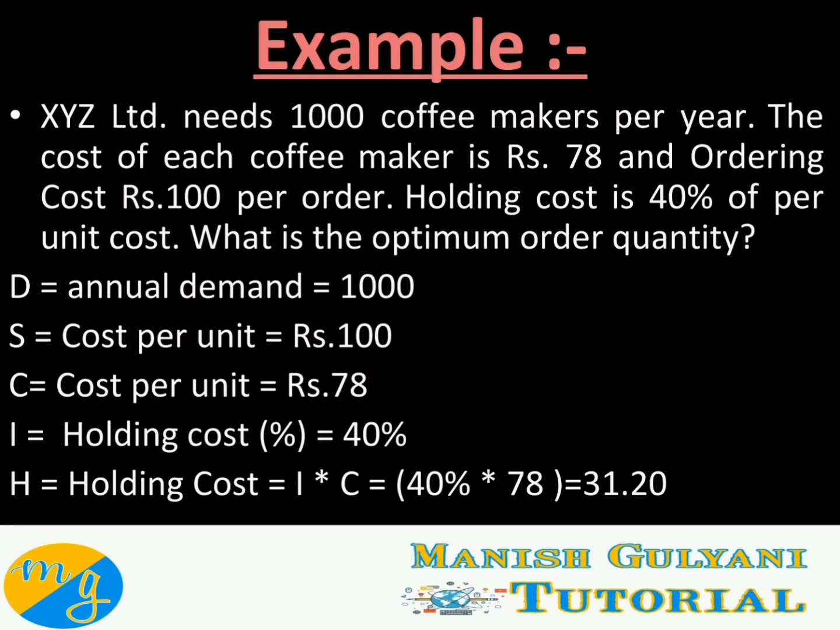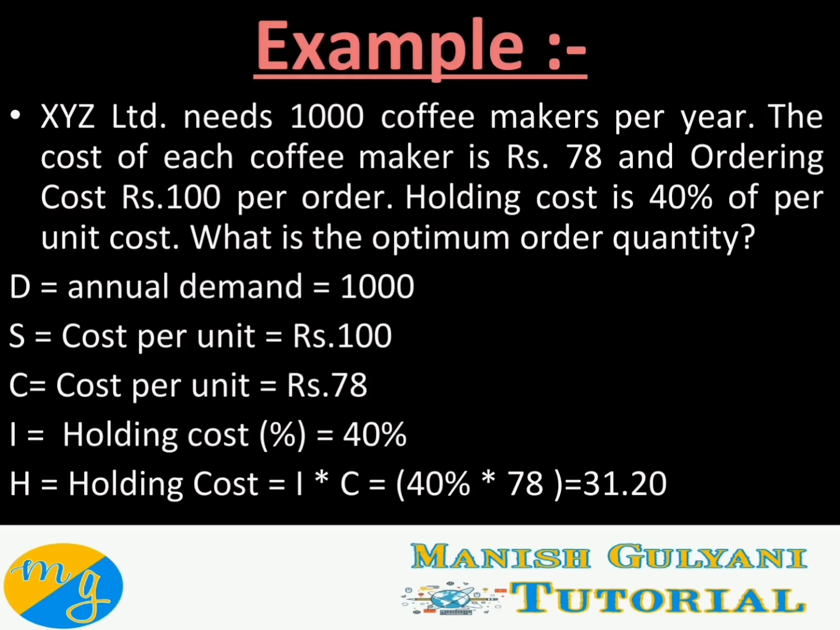As you can see, ordering cost is also given per order, and we need per order ordering cost. So S, ordering cost per order, is equal to 100. Then holding cost is 40% of per unit cost. I already explained.